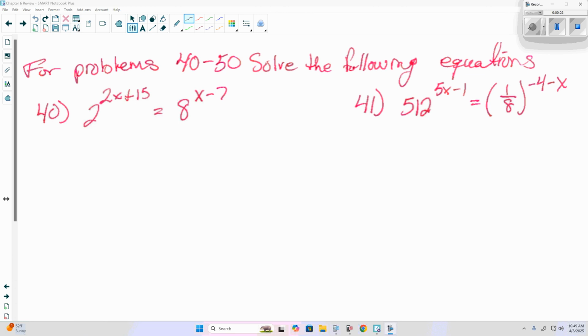So the main thing we're looking at today is to solve the following equations for the given variable. Now, for this whole test, if there are variables in both spots, we're going to get the bases to be the same.